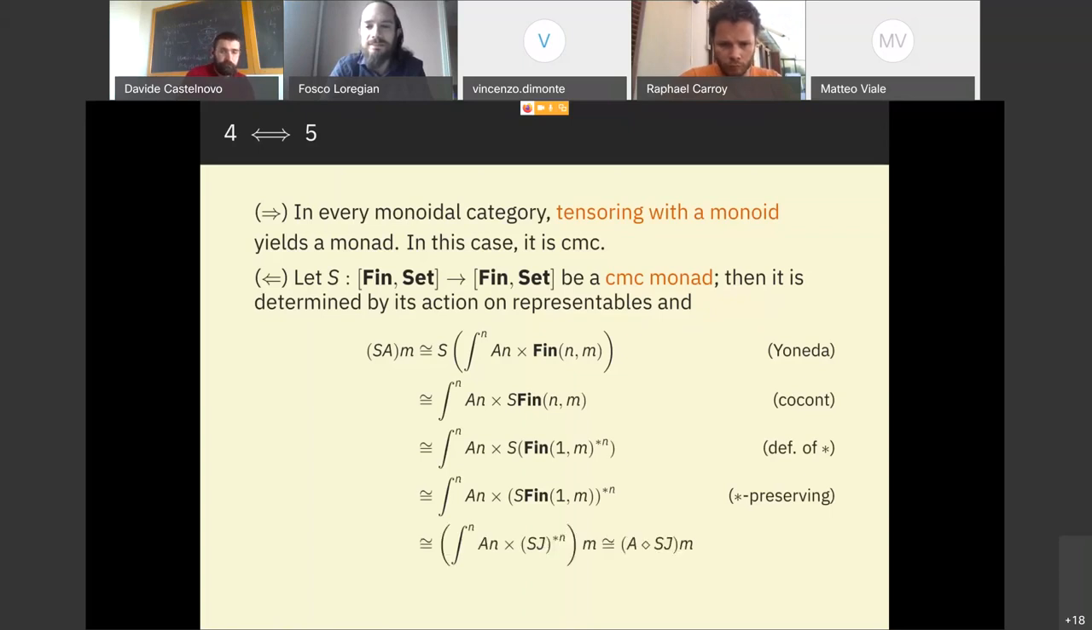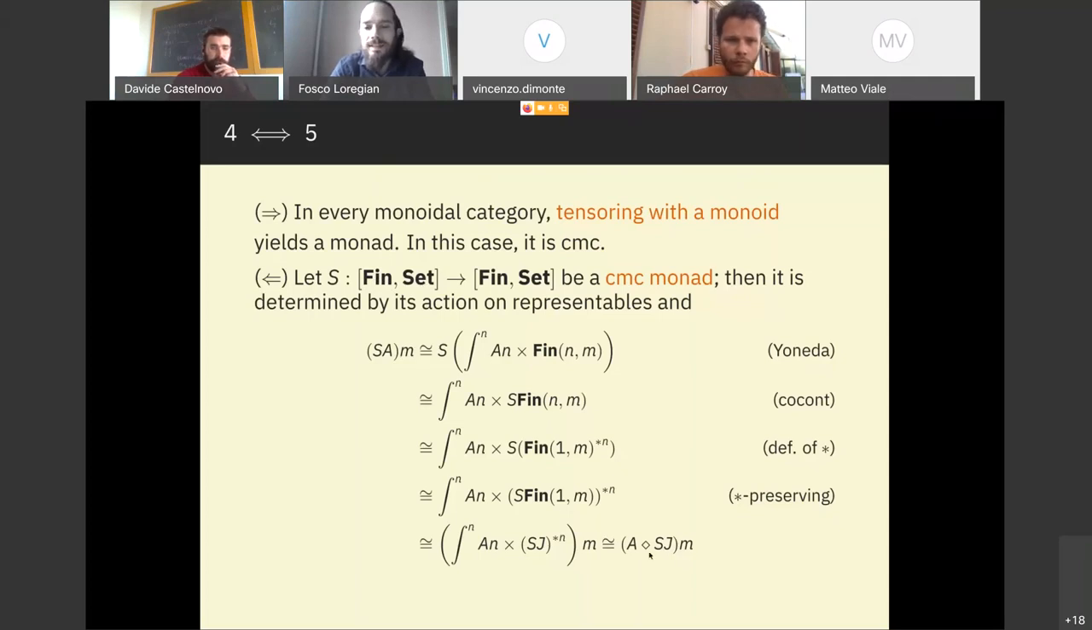After this maybe mysterious series of formal manipulations, if you start with a monad S that has the properties I'm interested in, it's convolution preserving and preserves all co-limits, you can exploit both properties in order to show that the action over an object A is just tensoring with a specific object, which is S of J. J again is a certain object here. It's the functor that embeds fin into set.